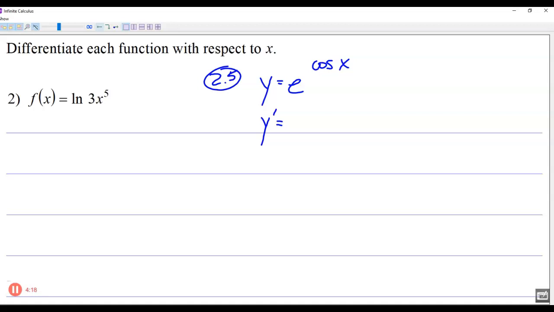So it's like e is your outside, cos is your inside. The derivative of e is just e. You leave the inside alone, and then you multiply by the derivative of the inside. So that would be your answer for number 2.5.